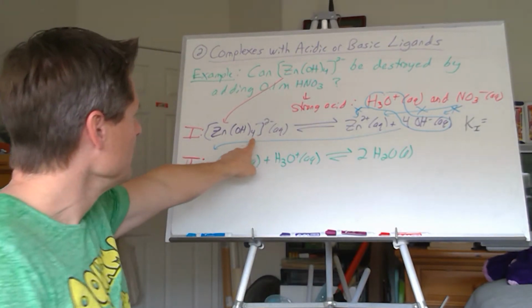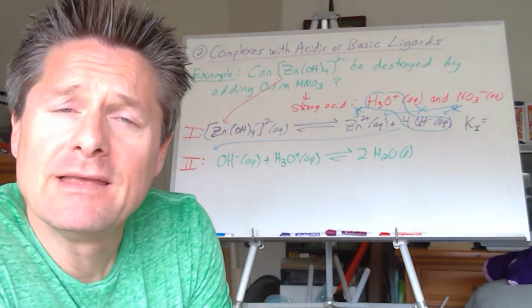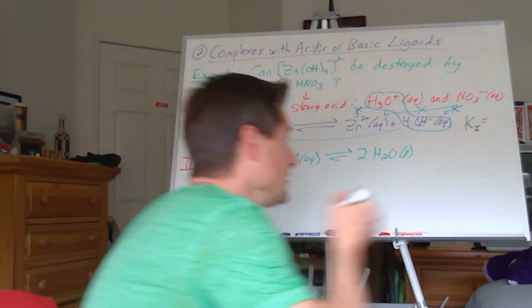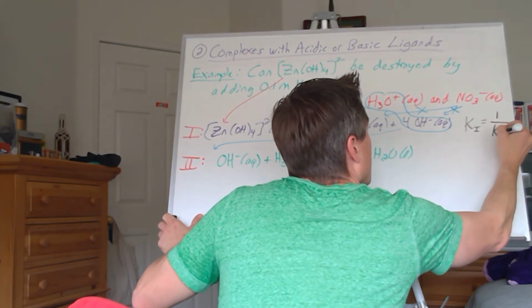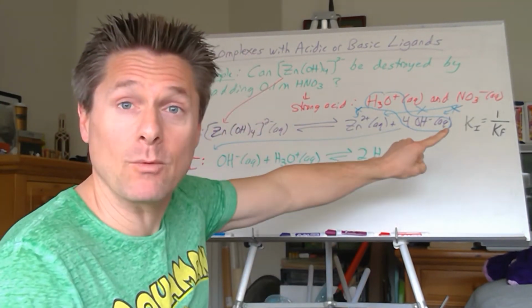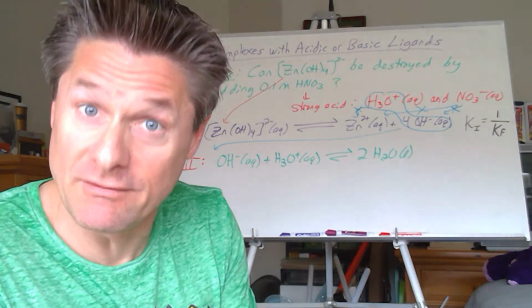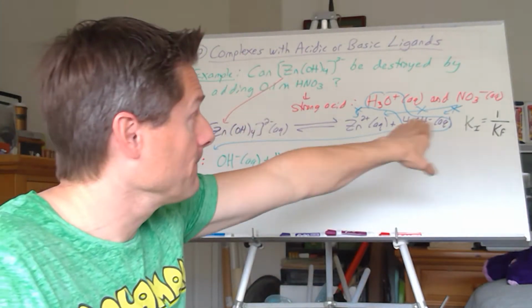What is K1? This is a complex ion breaking apart. Now, Kf is the formation of a complex ion, correct? So this is the reverse of this. So this is 1 over the Kf value, right? Because it's backwards. Forming a complex ion is your Kf value. This is the reverse of that. And we could look up the value of Kf for this and just go 1 over that.